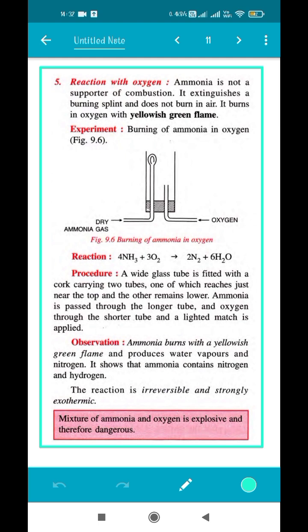From this reaction, we can very easily understand that ammonia consists of nitrogen and hydrogen, because nitrogen has been released and the hydrogen which is produced combines with oxygen to form water. A mixture of ammonia and oxygen is explosive and therefore dangerous. Even if a small amount of heat is given, it will start burning. As a result, the experiment is done inside a closed tube.